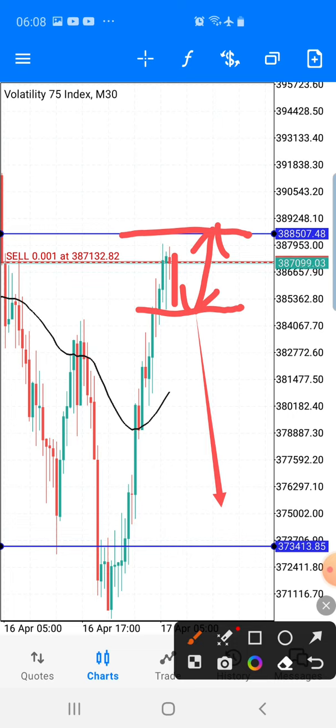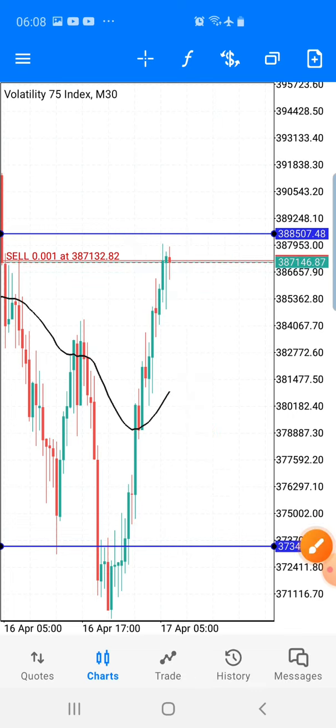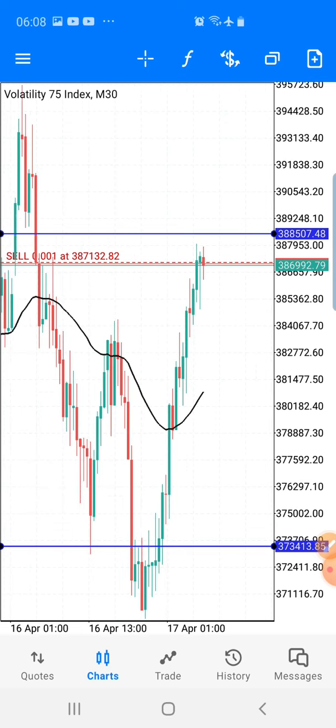Okay, so how do you now reduce this particular risk? Simply all you need to do is to have confluences before you make entry. Okay, have confluences before you make entry. And what do I mean?